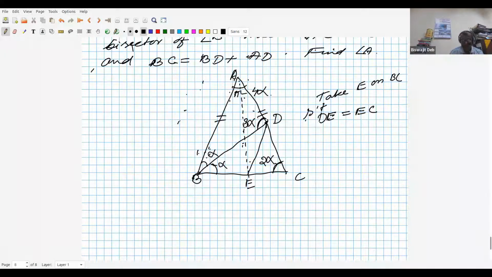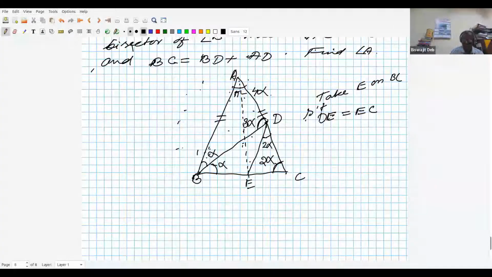What we can say from here? We are taking DE and EC the same. So this is also an isosceles triangle DEC. So this angle is also going to be 2 alpha, and this is also going to be 2 alpha.